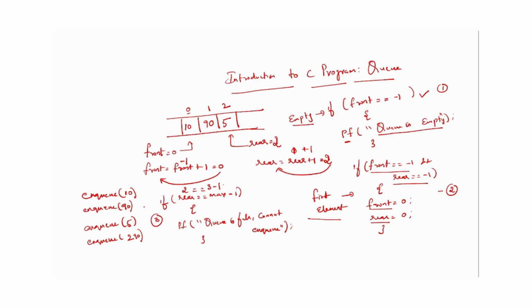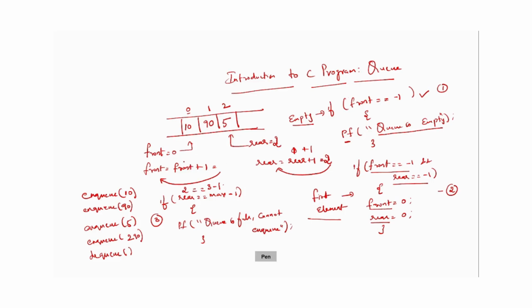Now if you want to delete an element here, delete is nothing but dequeue. I'll just say dequeue here, right? Suppose I want to dequeue. What will happen for a queue? From where are the elements dequeued? From the front. So how do I dequeue? Simple, it's very simple. I'll say here front equal to front plus 1 or front plus plus.